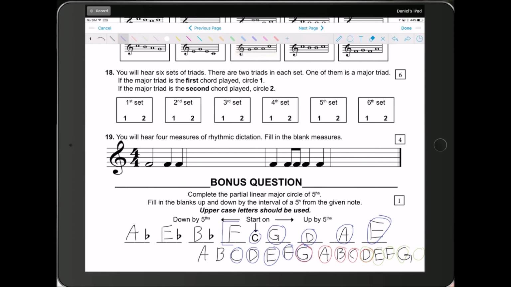Now, that might be confusing to you. If that's confusing to you, then don't think about it like that. Just draw out the alphabet like I did, and go up 5 every single time, and then when you run out, go backwards 5 every single time, and the bonus question should be really easy as long as you can count to 5.